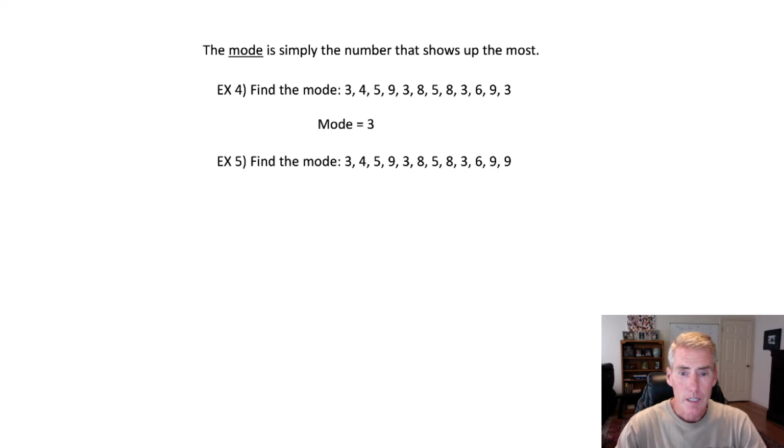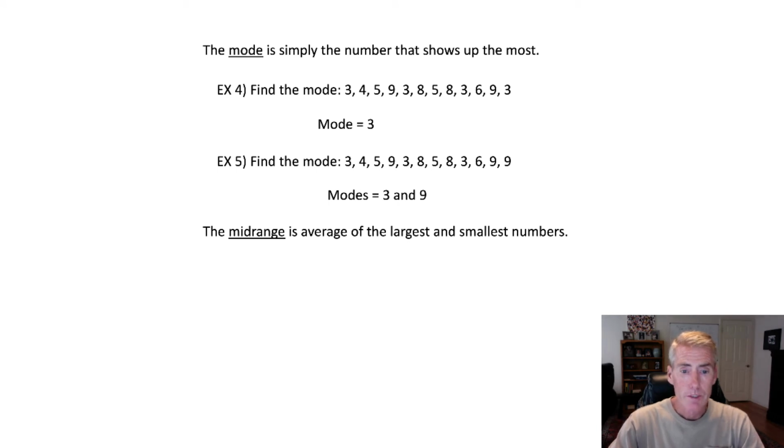Now what about this? A 3 shows up 1 time, 2 times, 3 times. A 9 shows up 1 time, 2 times, 3 times. So there can be more than one mode. The 3 shows up 3 times, the 9 shows up 3 times, so it's bimodal, or it's got 2 modes, 3 and 9. Now, if there isn't a number that shows up the most, then you just say there's no mode. For example, if I just said 1, 2, 3, 4, they all show up just 1 time, so there is no mode.